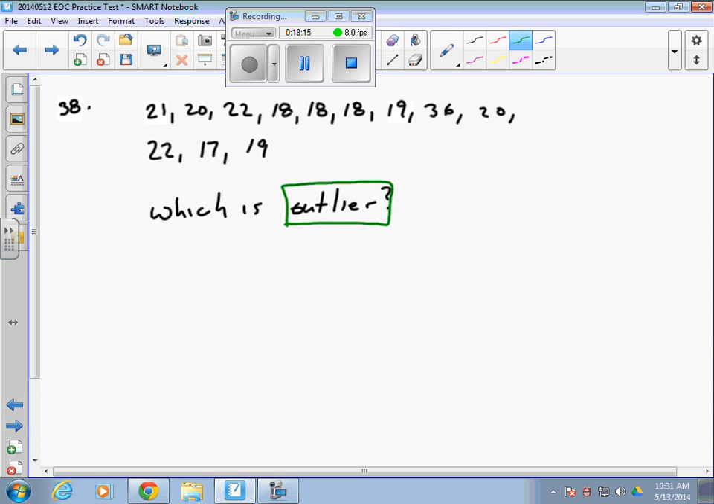Which one of these numbers does not belong with the rest of them? That's what it's asking you. It is a number that is really high or really low. The only number that fits that criteria out of all of these is the number 36. It's a very high number. That is the outlier, 36.